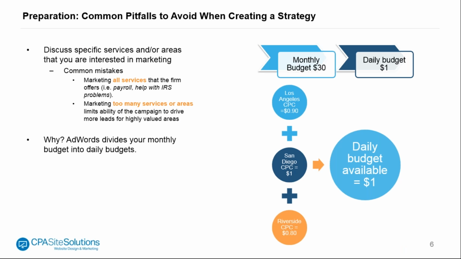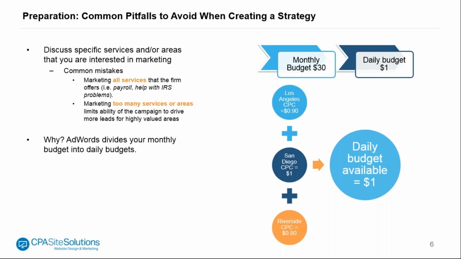All right, some common pitfalls to avoid when creating a strategy. You'll need to discuss which services and areas you are interested in the most, and that's because there are a couple of very common mistakes that we see with a lot of accountants that attempt to do pay-per-click. One of which is marketing to all services, absolutely every single service they offer, and that's generally not the best idea because it somewhat forces you to blow through your spend, and I'll go into a little bit more detail. The other one is marketing too many services or areas at the same time. Different markets are going to have different costs associated with them, so spreading yourself too thin is not ideal.